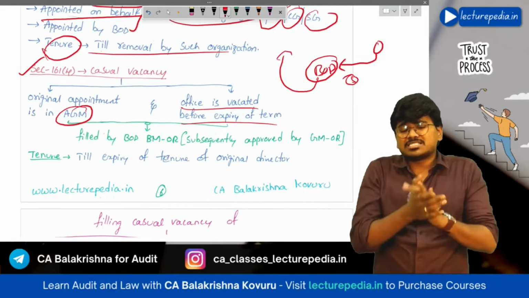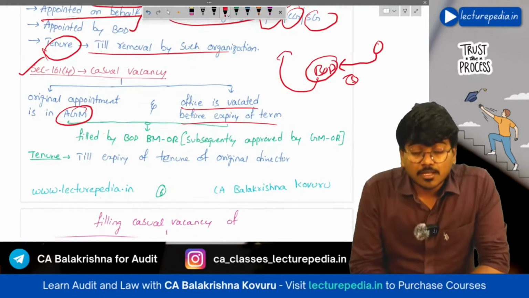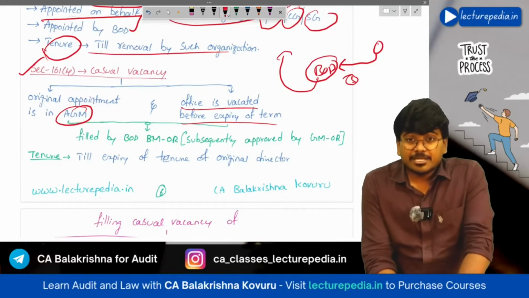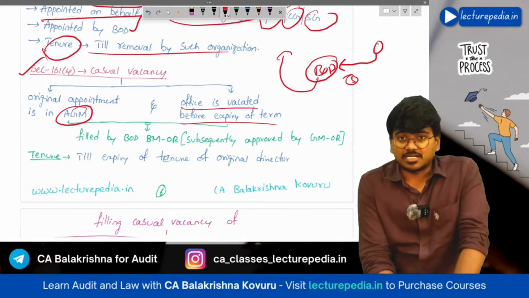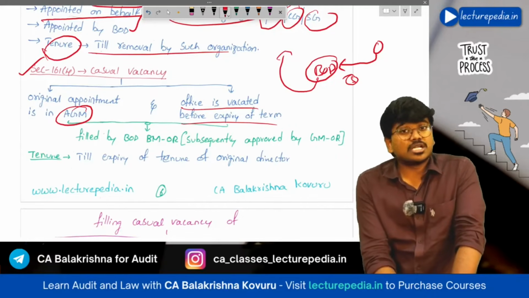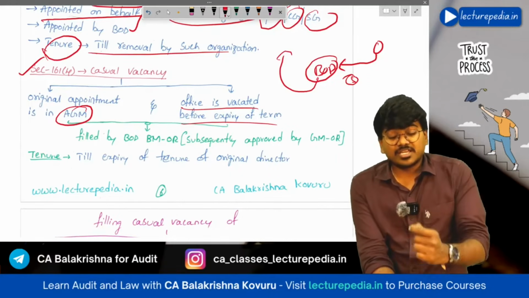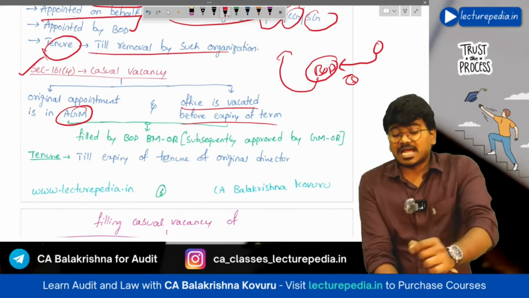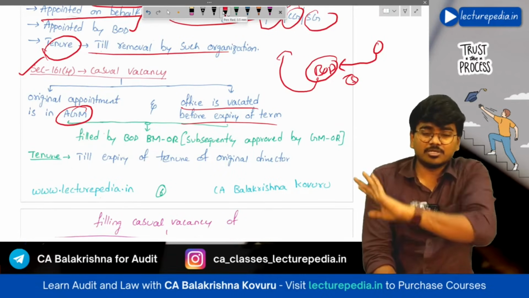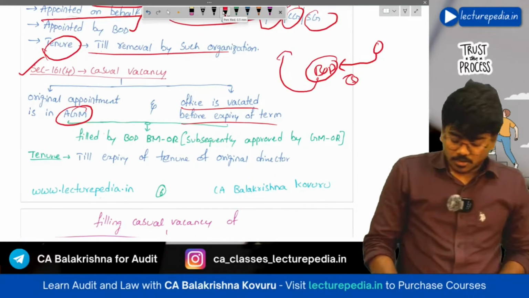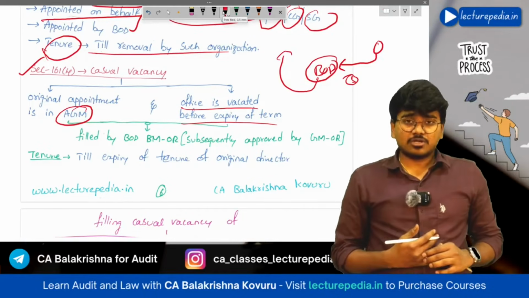Now, why are we discussing this casual vacancy? Because the casual vacancy can be filled by the board of directors. You need not wait for the shareholders to fill the casual vacancy. If any casual vacancy is created in the company, that casual vacancy can be refilled by the board of directors themselves. So what is the time period within which a casual vacancy has to be filled?